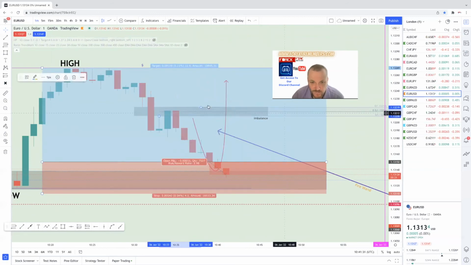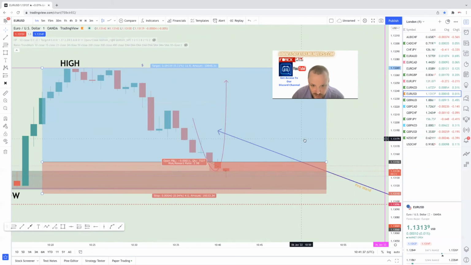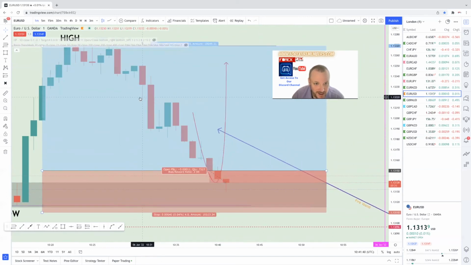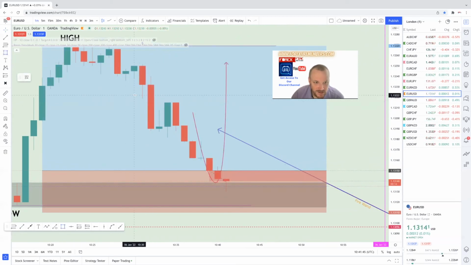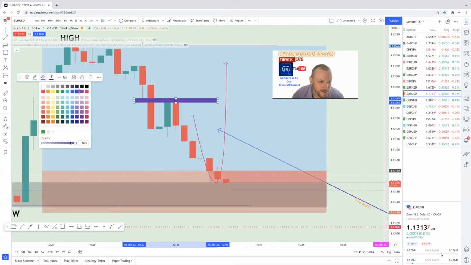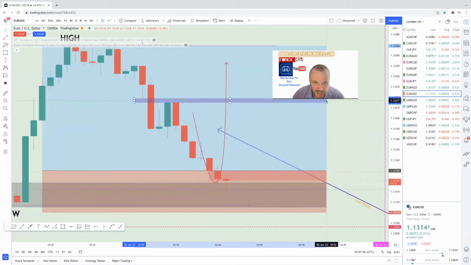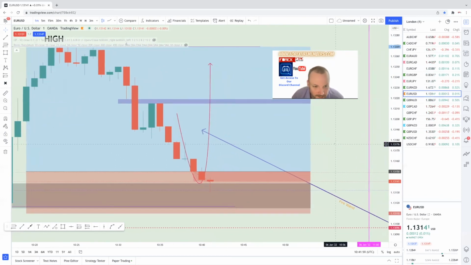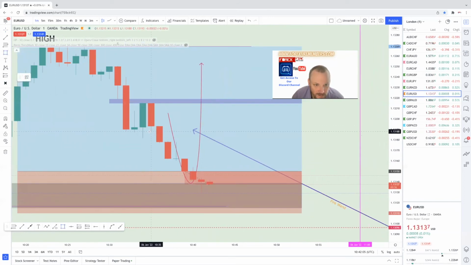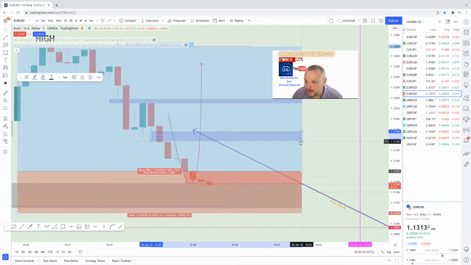Imbalance wise, we can now get rid of that because we know we played beautifully into that. Imbalance on its way down. Are there any targets on the higher side? Not really at all. So there's an imbalanced area there. Let's just see what's happened here.